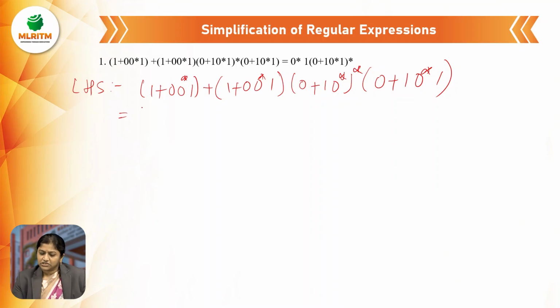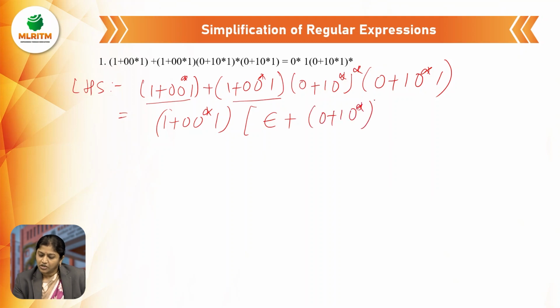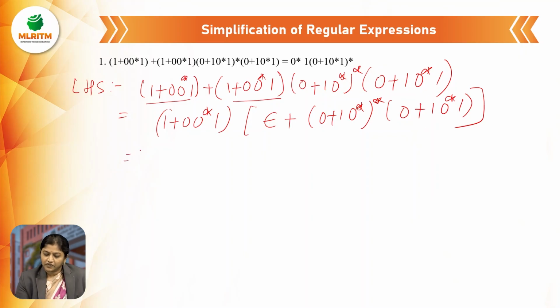See here, what is common among these? First let us see these two are common, right? So we'll take that as (1 plus 00 star) 1. Nothing is left there, so epsilon plus (0 plus 10 star 1) whole star (0 plus 10 star 1). Okay, this is left now. Next, keep this as it is.